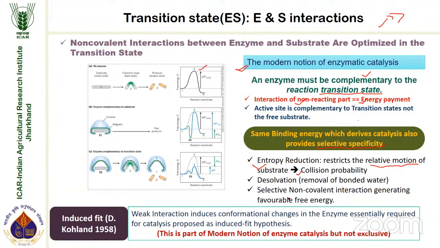Further, there are several non-covalent interactions which generate favorable energy. If any two substrates have all these, they will be catalyzed by the same enzyme. If two substrates with the same shape and size fit the active site but do not possess all these, they will not be catalyzed. I hope you all got what I'm trying to tell you.